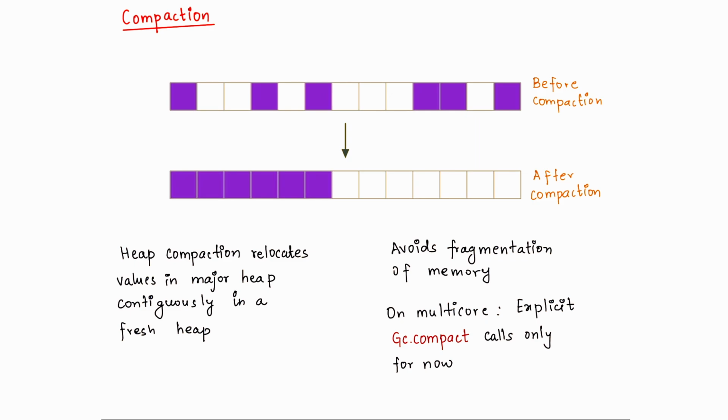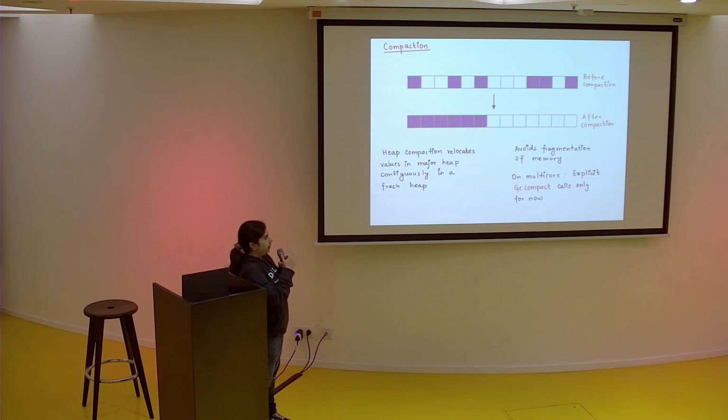The compaction phase takes all the live objects and allocates them in a contiguous fashion so that we avoid fragmentation. The OCaml GC has very nice tricks where this is done in place, so you don't allocate a new heap. You do the whole thing with O(1) space, essentially.